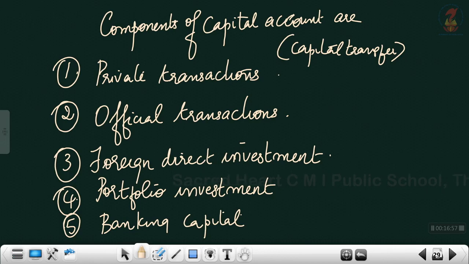It has 5 main items. They are private transactions. Second one, official transactions. Third one, foreign direct investment. Fourth one, portfolio investment. And the fifth one is banking capital.